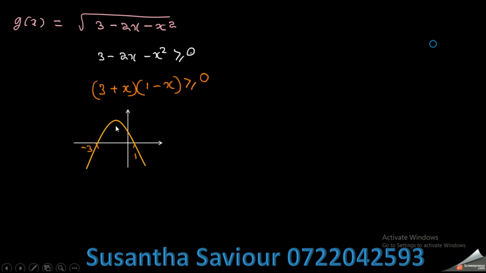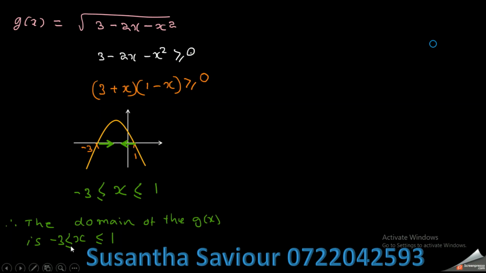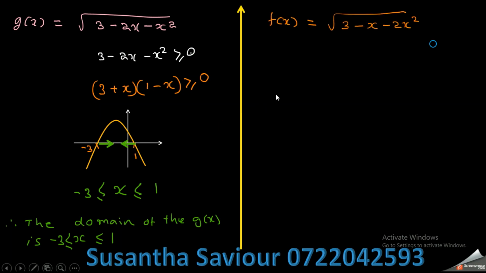Then our domain will be where y is positive, and the x's which are giving this positive y are in between these two, right? Therefore our domain is x is in between minus 3 and plus 1, less than 1 and greater than minus 3. So this is the domain. We'll take another example. This is also something similar to this one.